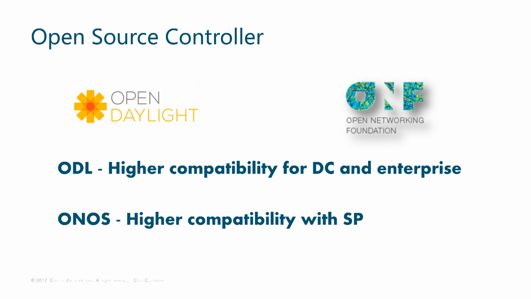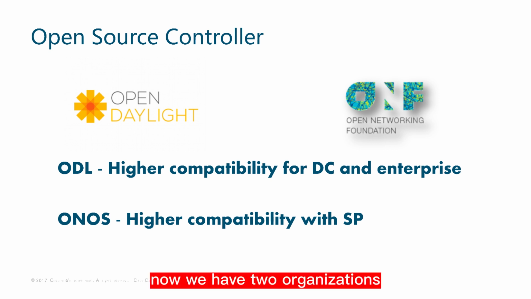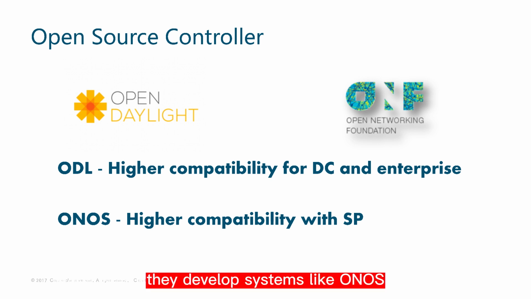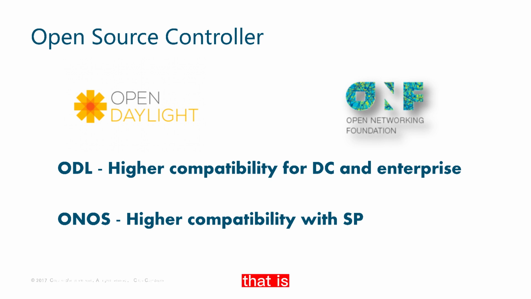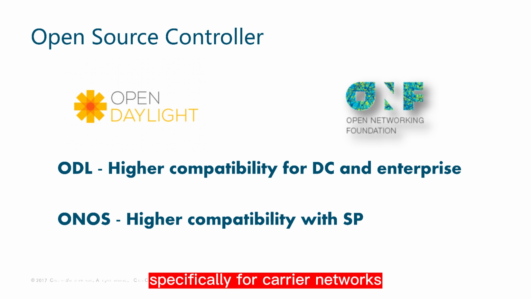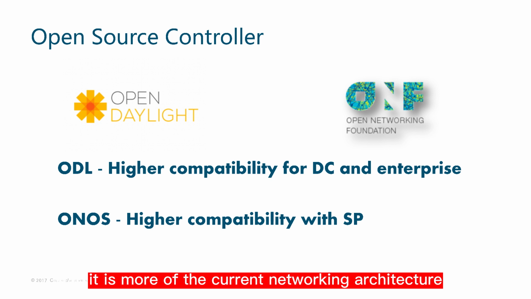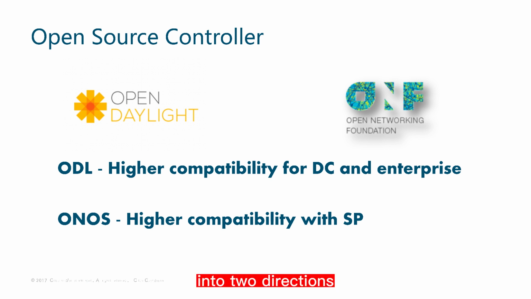Now we have two organizations. One is called ONF. They develop systems like ONOS. It is more compatible with operators, that is, specifically for carrier networks. Then the software developed by ODL is also called ODL. They are geared toward data centers and enterprises. It is more of the current networking architecture. So there are two directions, and in fact they get a lot of support.